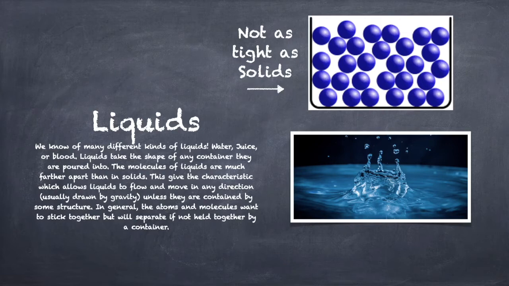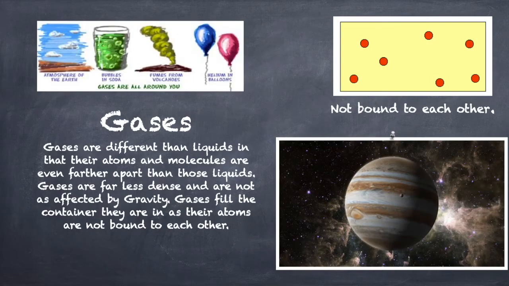But okay, so yes, that's the deal with liquids. Okay, gases. P.U. Who did that? No, not those kind of gases. Well, I guess those kind of gases count. So gases are different than liquids in that their atoms and molecules are even farther apart. So look at these guys up here in the yellow thing, they're not even bound together. There's so much energy that they're just doing their own thing. They're spread out. So gases are far less dense than liquids.